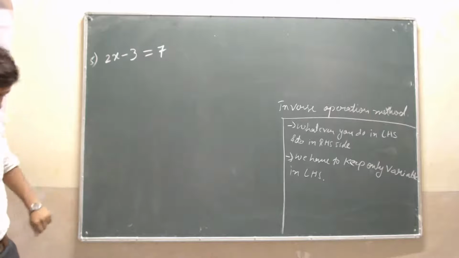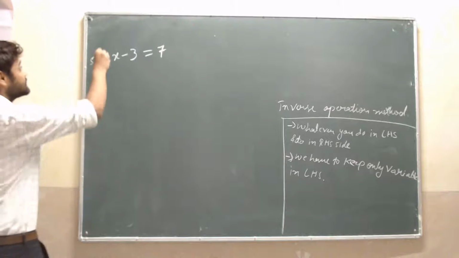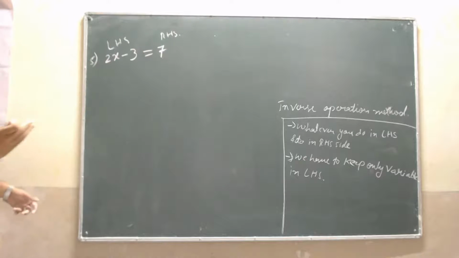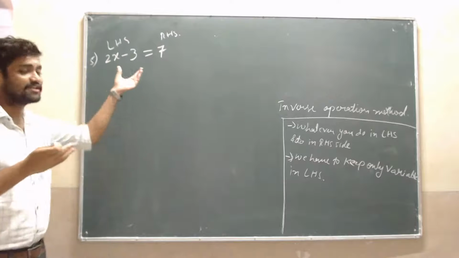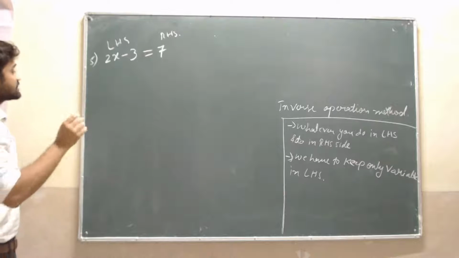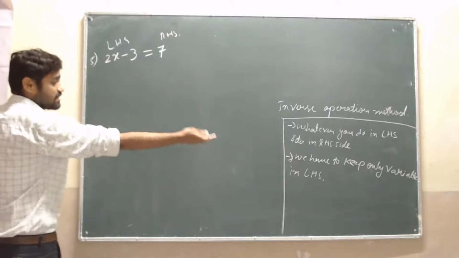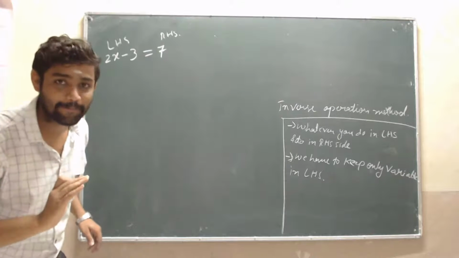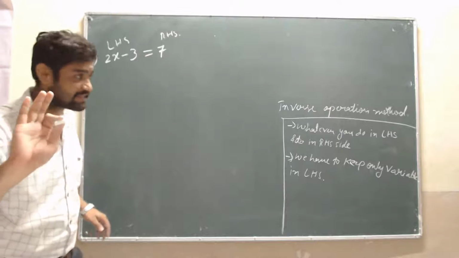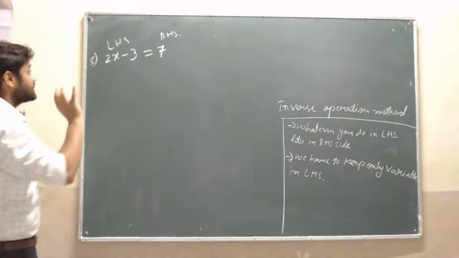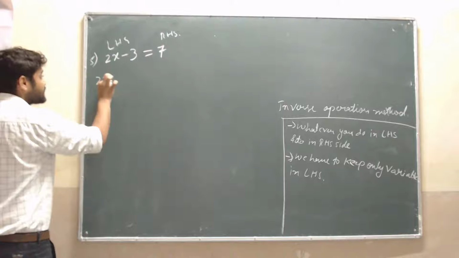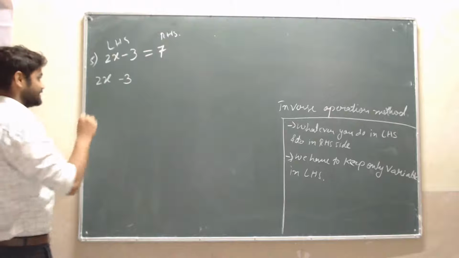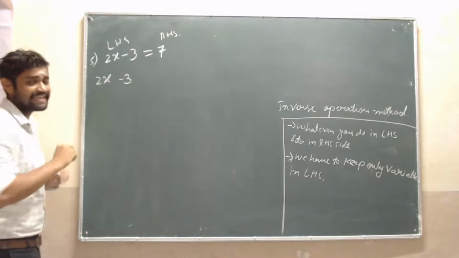Yeah, then see here, this is the LHS side and this is the RHS side, and this is a linear equation in one variable. Okay, linear equation in one variable. Don't be confused. See here, the first important thing we have to do is keep only the variable in the LHS side. Do you understand? 2x minus 3 is our LHS side.